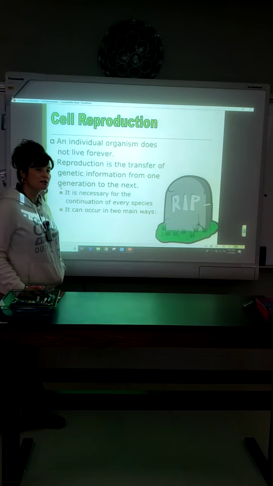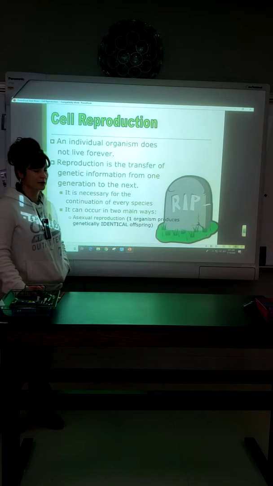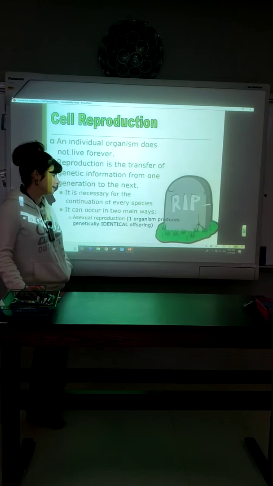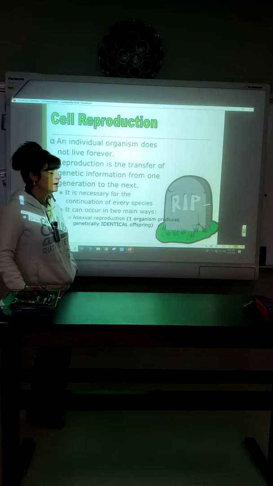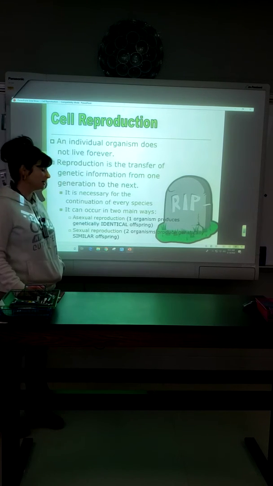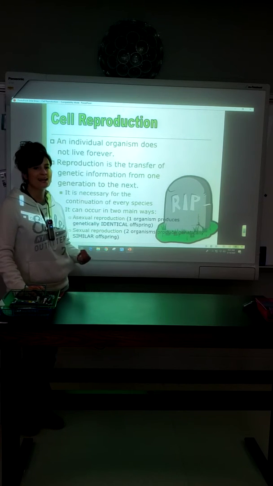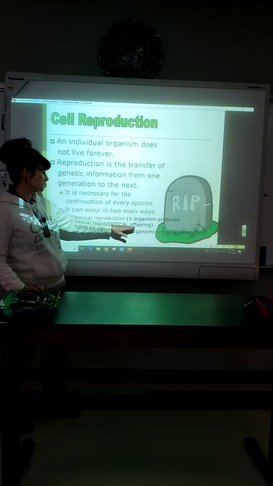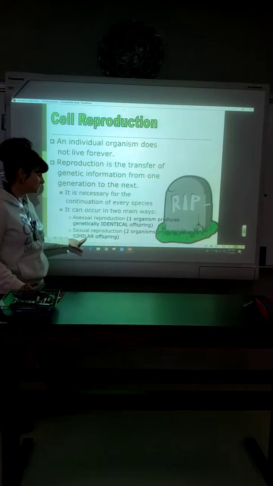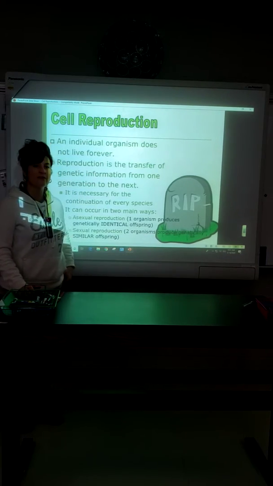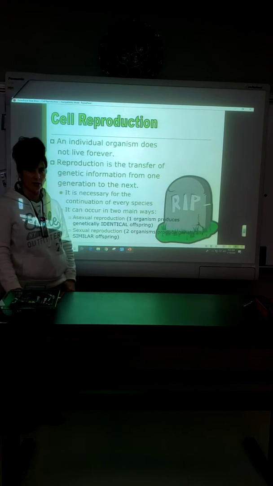And there's 2 ways that this can happen. Asexual reproduction, where you have one organism that basically produces a genetically identical copy or a clone of itself. And then you also have sexual reproduction, where it's 2 organisms that produce a genetically similar offspring. You're going to see these terms a lot: genetically identical and genetically similar. Those are very important, and they're very specific to the type of reproduction that they are associated with.